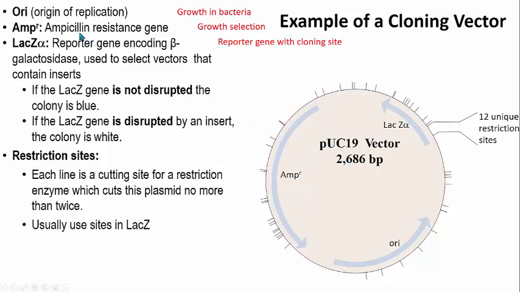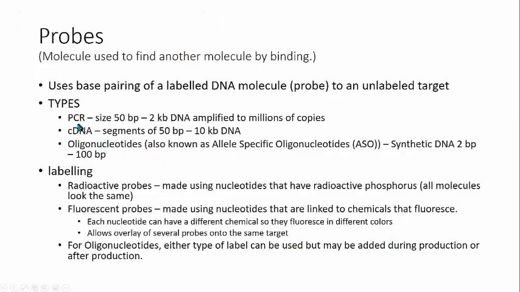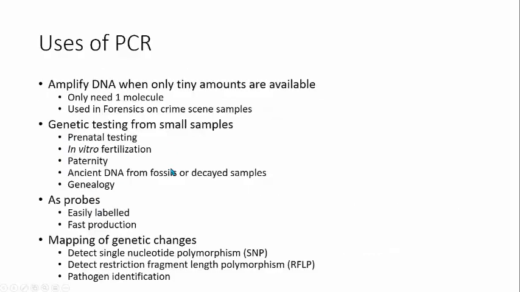So the ampicillin resistance gene tells us that we have the plasmid in the bacteria. The origin of replication is used to actually replicate and maintain that DNA inside the bacteria. And the reporter gene provides us with the cloning site and gives us an indication as to whether we have actually cloned our gene properly or not. We can make probes in a variety of ways. Basically, we're going to go over all of these, so I'm not going to spend time on this here.